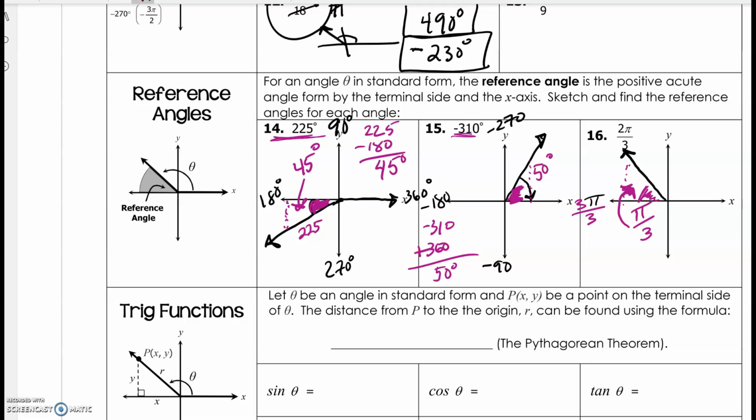If I was to do this in terms of degrees, well, 2 pi over 3 measures 120 degrees. You can check it. You can do the multiplication and double check that. And if that's 120 degrees, then I know pi over 3, so the reference angle, is 60 degrees.